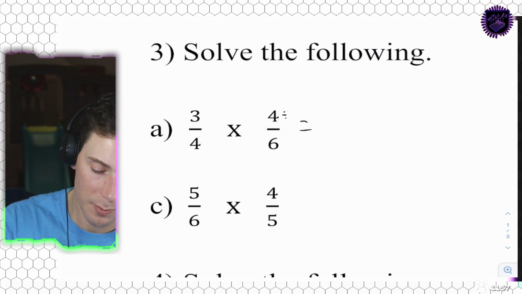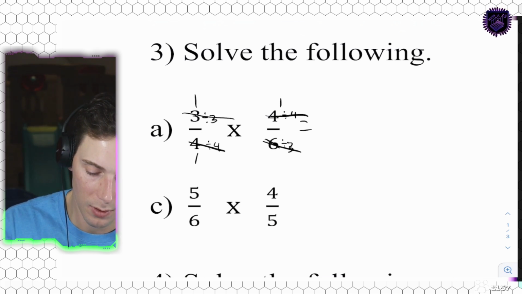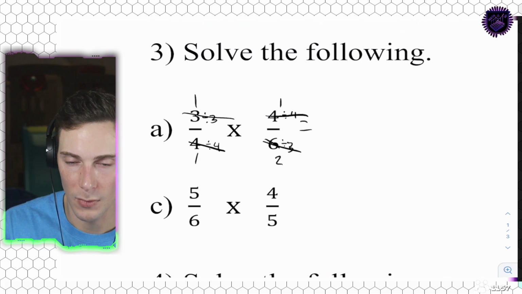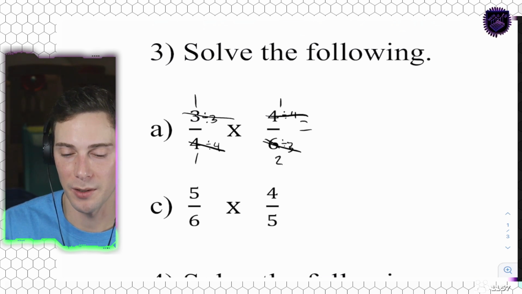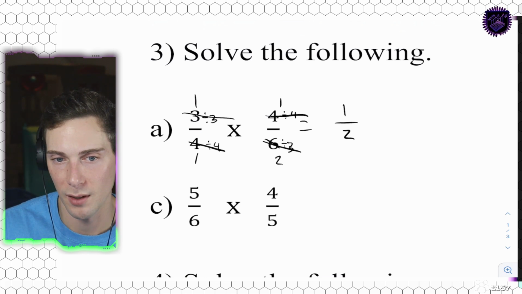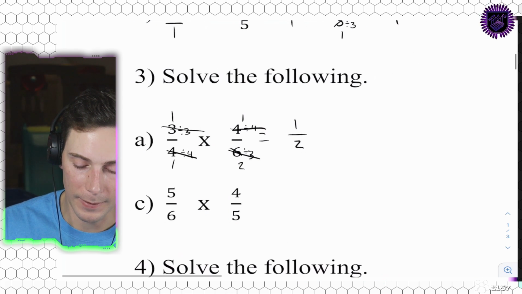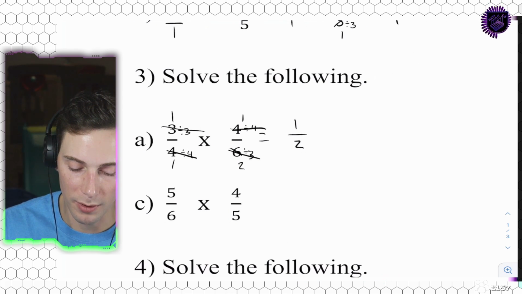So let's divide this by 4 and this by 4, and this is going to equal 1 and 1. We can divide this by 3 and this by 3, which will be 1 and 2. So now look how simple this is. 1 times 1 is 1, and 1 times 2 is 2. 1/2, that's our answer. So that's why this is such a strong strategy, factoring out before any multiplication.